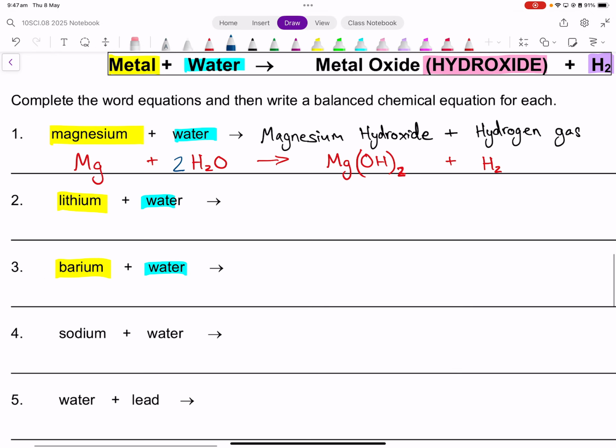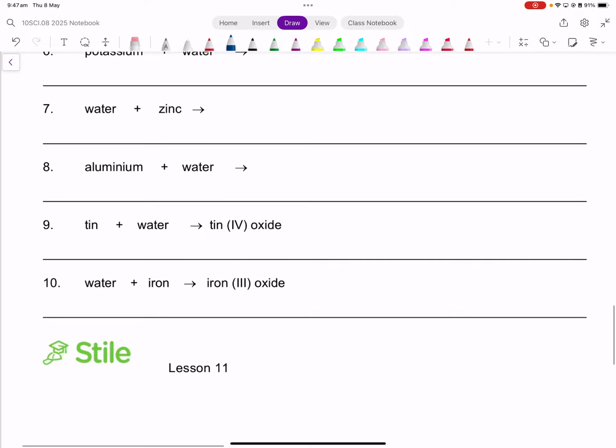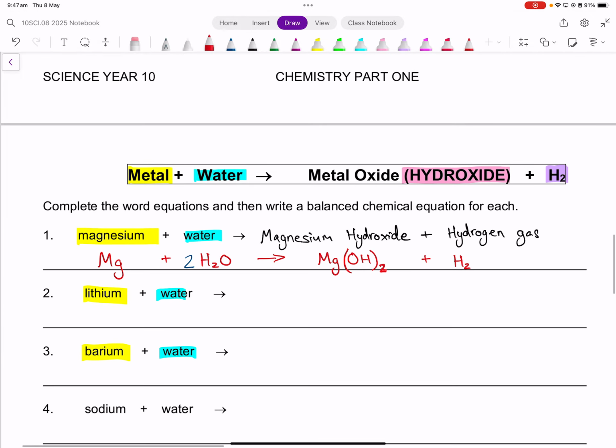So what I'm going to get you to do, just because we're a little bit short on time, is have a go at the rest of these for me. The only thing to note, everyone, is when we get to the final 2, so just be very careful of number 9 and number 10, instead of hydroxide, it is producing an oxide. Only in those 2. Otherwise, every single one is a metal hydroxide. So let's give those a go. If you're stuck, let me know and I'll wander around and give you a hand.